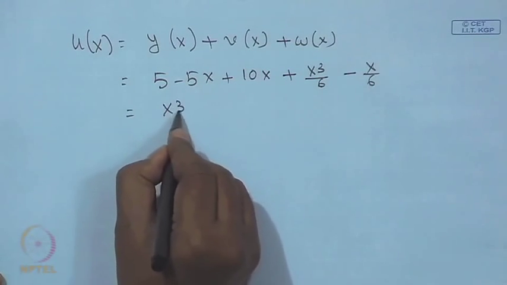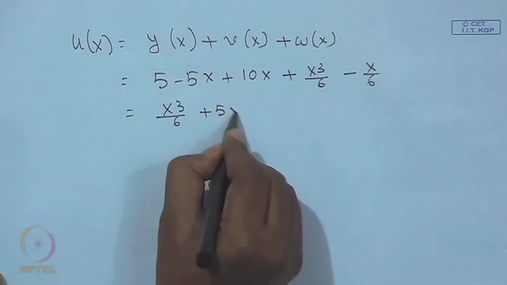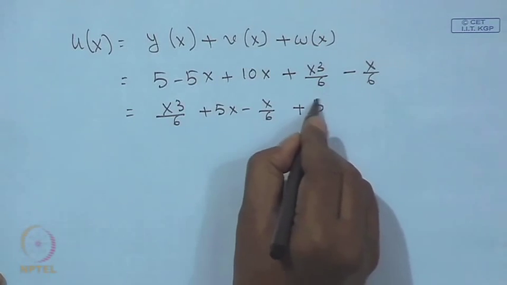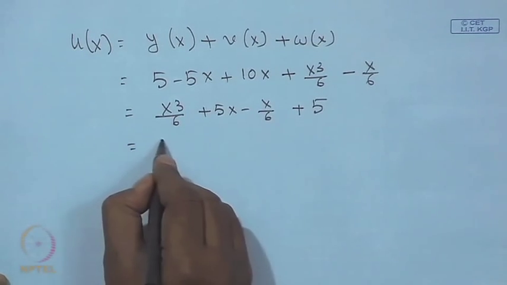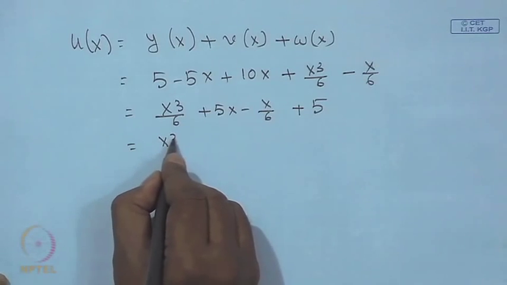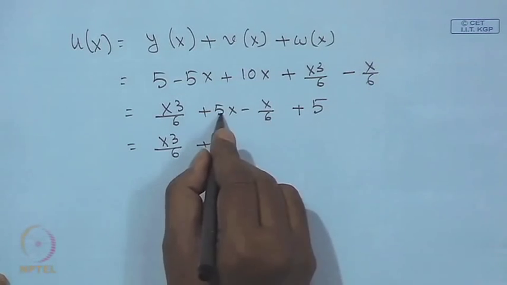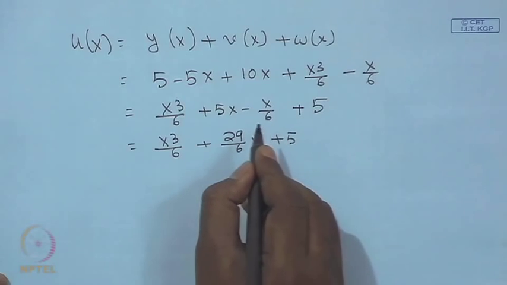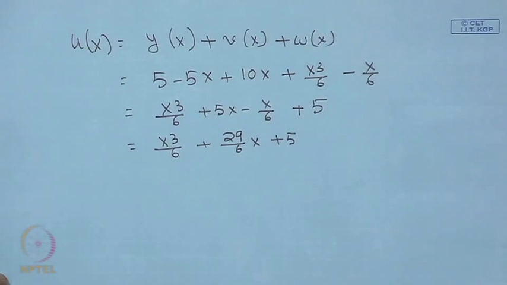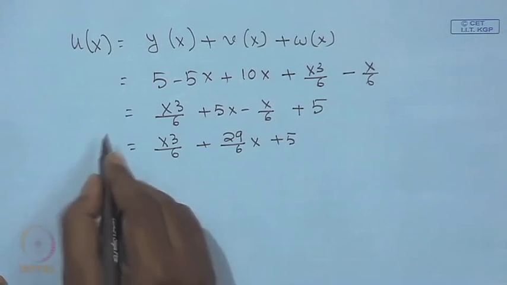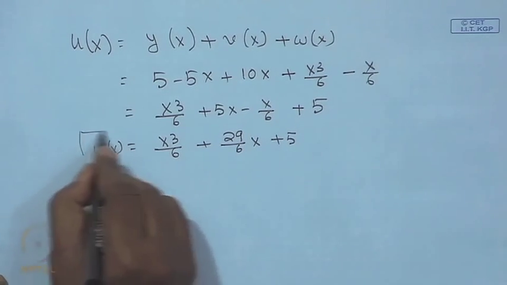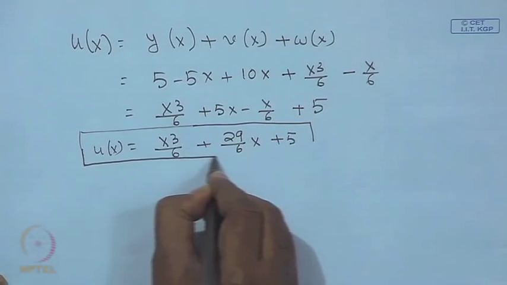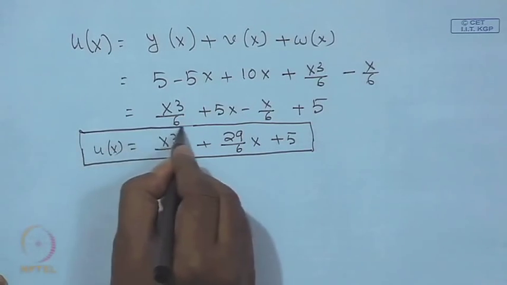So, this becomes x cube by 6 plus 5x minus x by 6 plus 5. So, x cube by 6 plus 30 minus 1, so it will be 29 by 6 times x plus 5. That is the complete solution u of x. So, by using the principle of linear superposition, one can construct the complete solution.